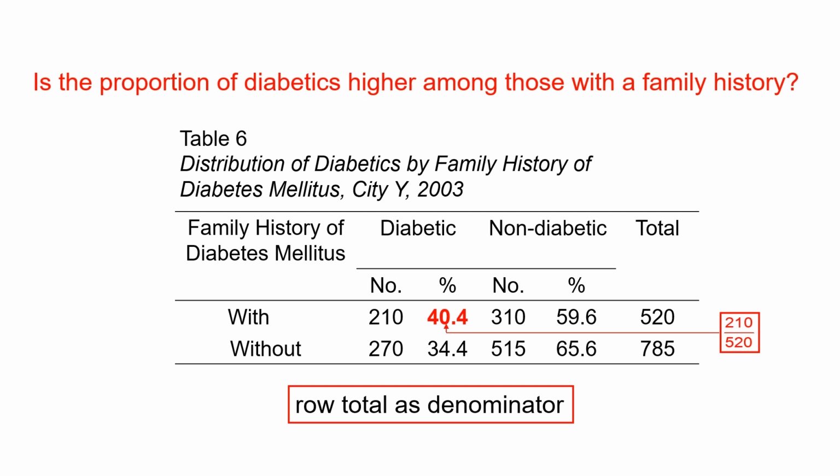And finally, using the row total will give the correct answer, which is 40.4%, derived from dividing 210 by 520. One can correctly conclude that the proportion of diabetics among those with a family history is higher, which is 40.4%, than those without, which is 34.4%. A lot therefore depends on what is asked and what the study objectives are.